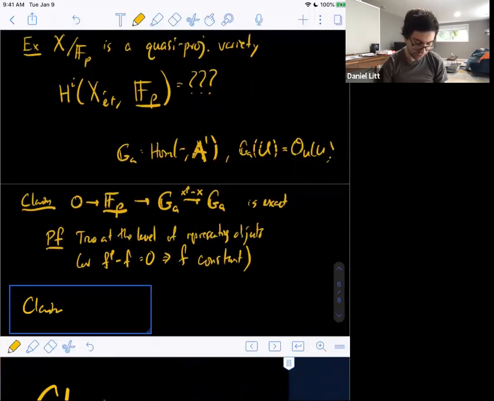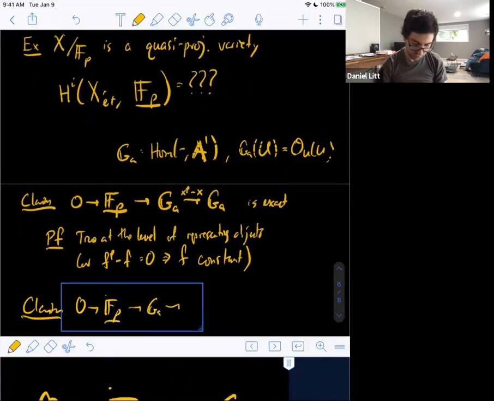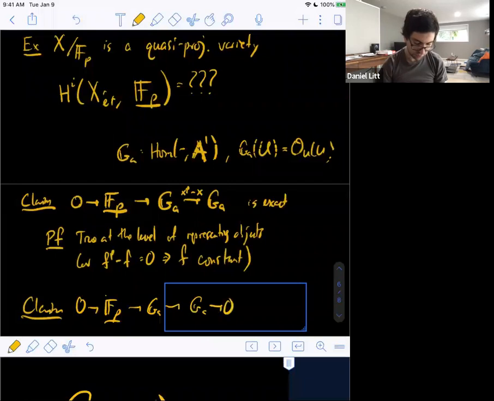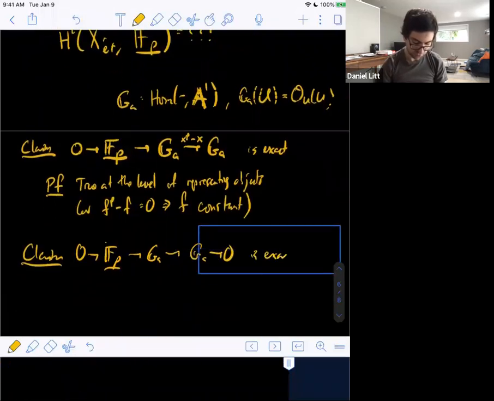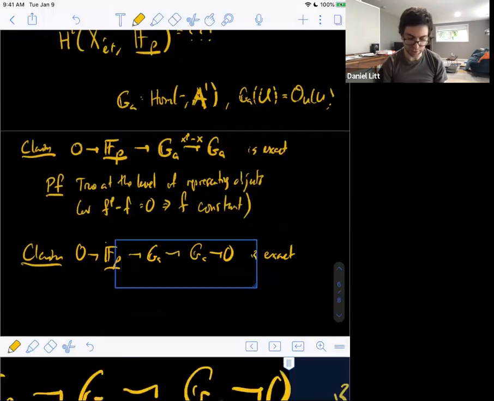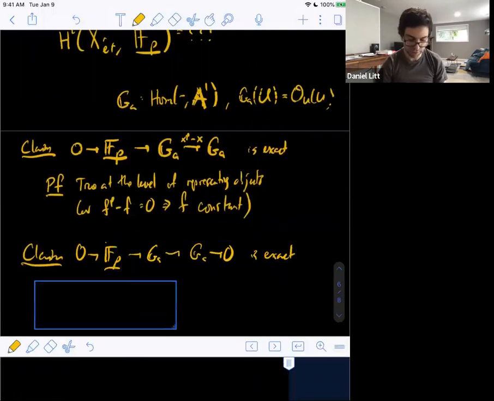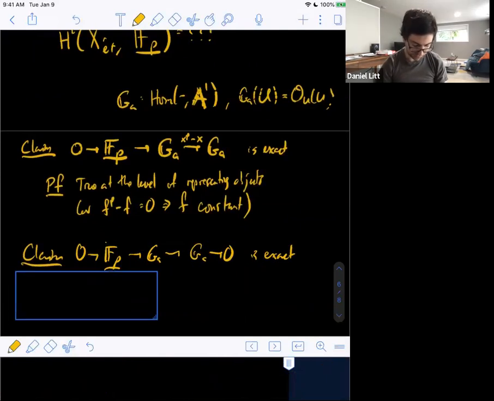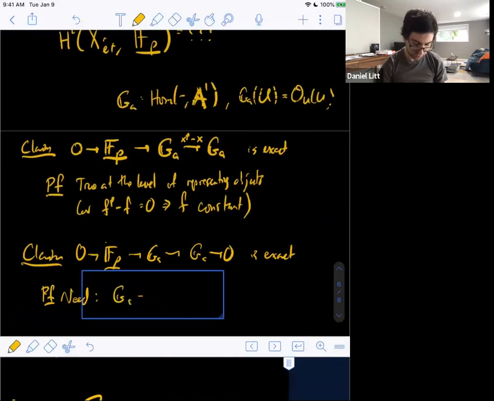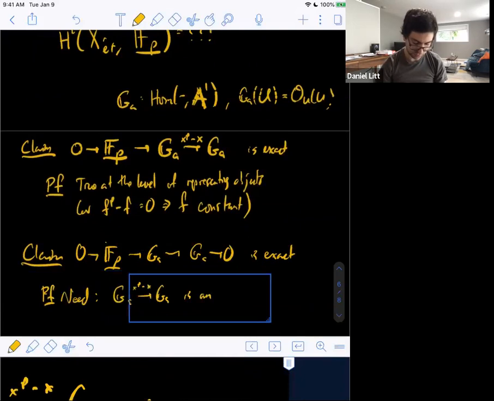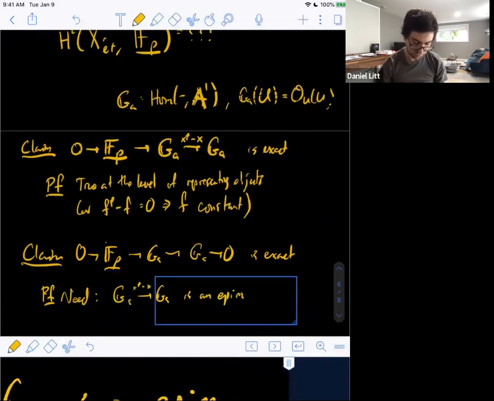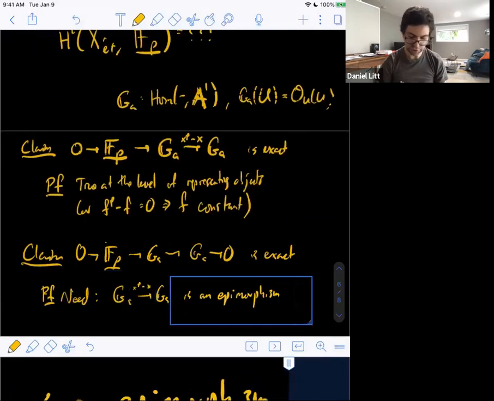So now I claim, in fact, this is short exact. The only thing that's left to check is that this is a surjective map of sheaves. So what do we need? We need that G_a to G_a, sending x to x to the p minus x, is an epimorphism. So can anyone prove this for me?